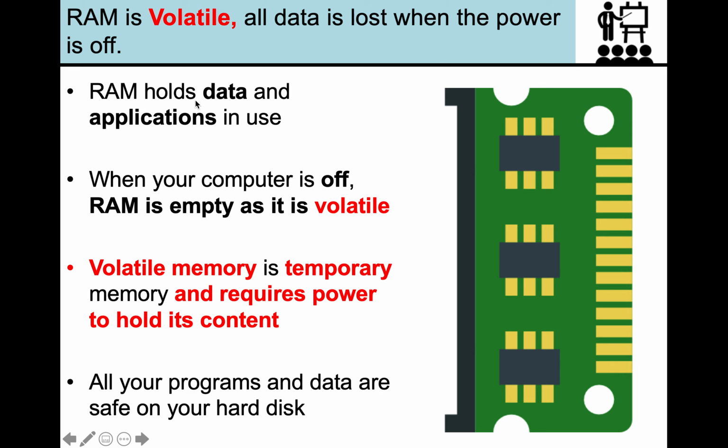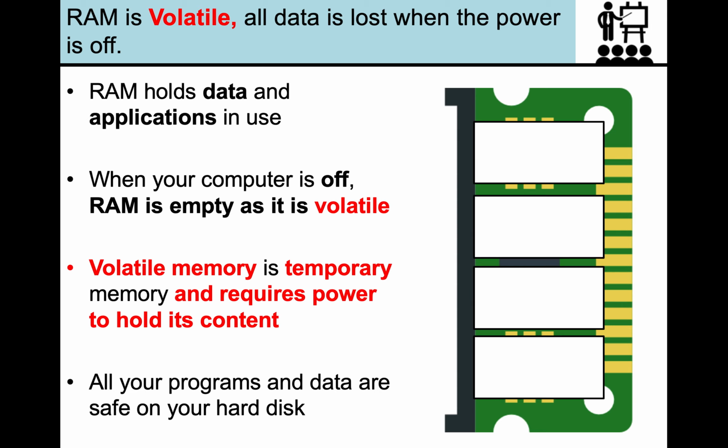RAM holds data and applications that are in use, and when your computer is off, RAM is empty as it's volatile. Volatile memory is temporary and requires power to hold its contents. That's why when your computer suddenly switches off while you're in the middle of doing some homework and you haven't clicked save, you lose it, because it hasn't been saved to secondary storage, which is non-volatile, which is permanent. It's just in RAM because you're currently using it, so you lose everything. So right now, imagine my computer's off, because I've got all those little locations in RAM and they're all empty.